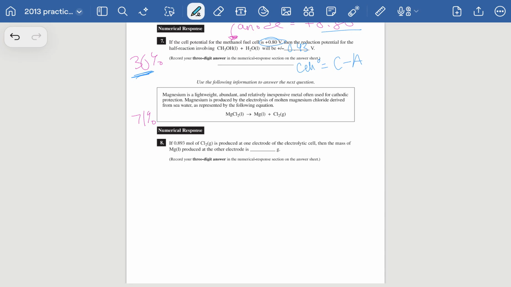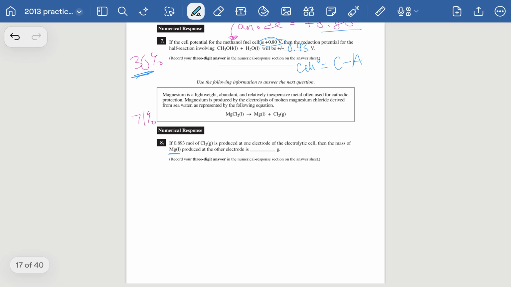Question number 8. I did actually find this one a little bit confusing because it's giving you information about chlorine, but then asking about the mass produced of magnesium. And usually when it's kind of like a cell stoichiometry question, they don't ask you to use the equations. You're looking for half reactions.